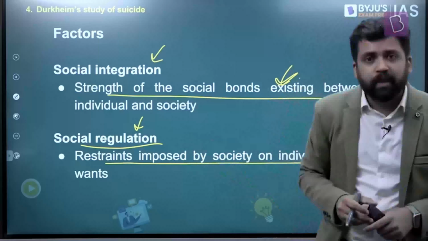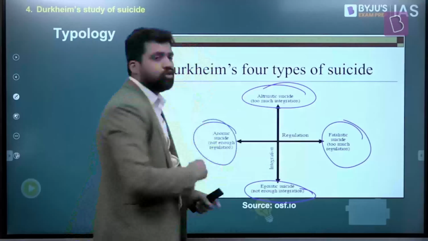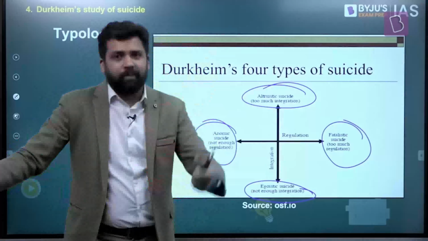Now, if we take both these factors into consideration, it will look like this. On the y-axis, you have integration. If you have a high level of integration, you can have high suicides. If you have less integration, then also suicide rates can be high. The x-axis shows regulation. If a lot of constraints are imposed on individuals, it can also lead to high suicides. If no regulation is there, it can also lead to suicides. Now I'll explain each of these one by one.